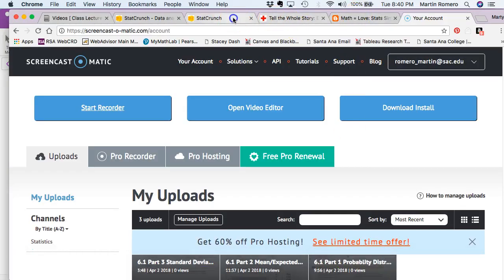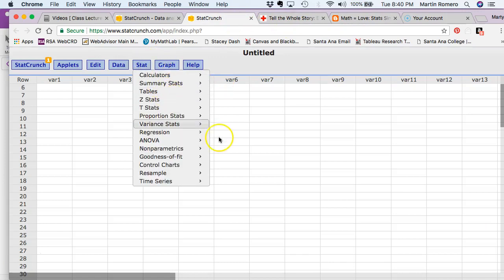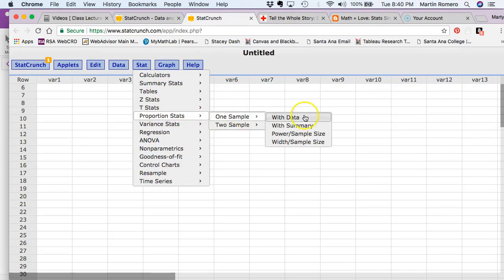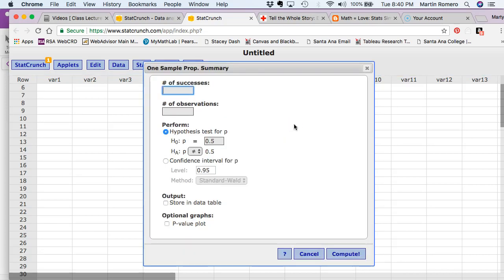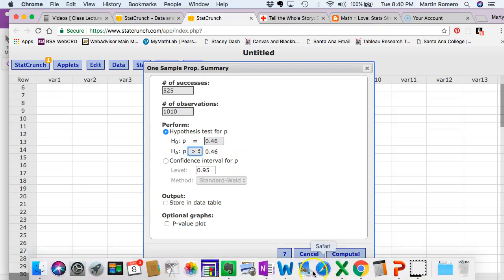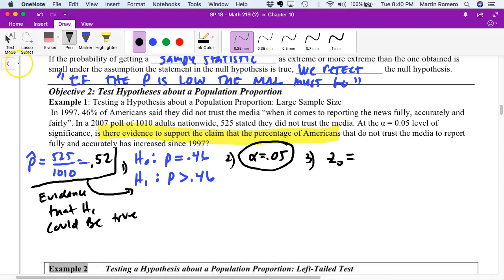So you're going to open up StatCrunch: Stat, Proportion Stats, One Sample, With Summary Data. The number of observations is 525 and the number of trials is 1,010. And we're doing a hypothesis test, where p is equal to 0.46 and the alternative is p greater than. Where did that come from? That comes from this setup right here, with those values, alpha 0.05.